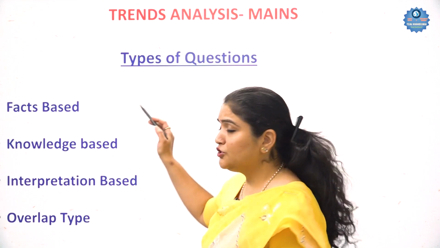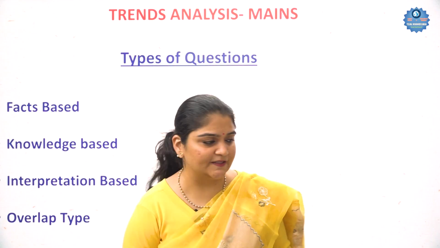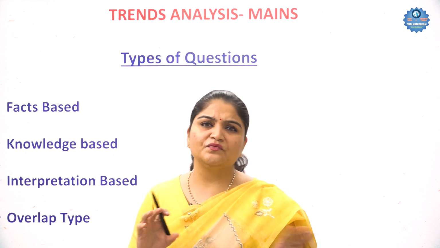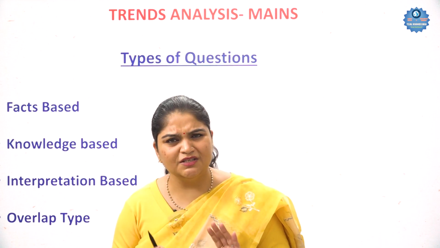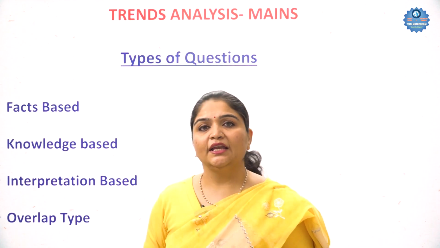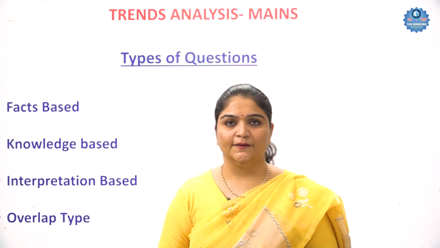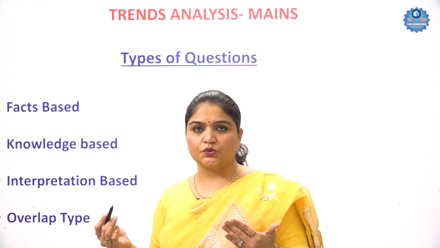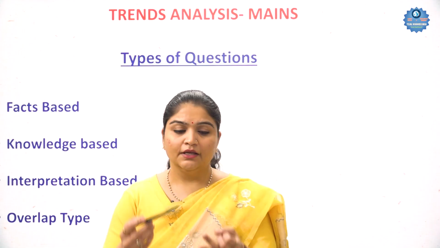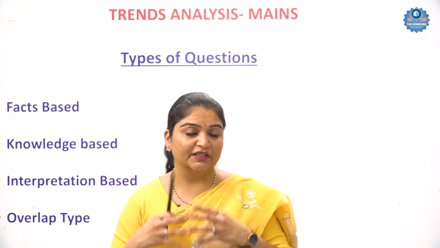Now, let me tell you the trend analysis with respect to the types of questions, and we will give some examples for the same. For example, when we say facts-based question, it means very simple questions where you should know only some information, like what are the objectives and aims of SCO? Simple question, a facts-based question. When we say knowledge-based question, it is a little higher, which means it will also include facts and it will also talk about the understanding of a particular theme.